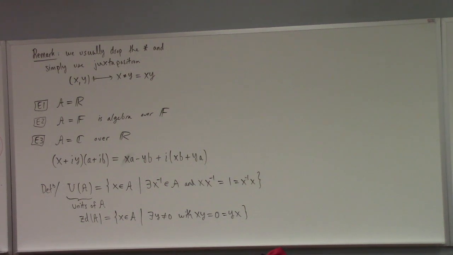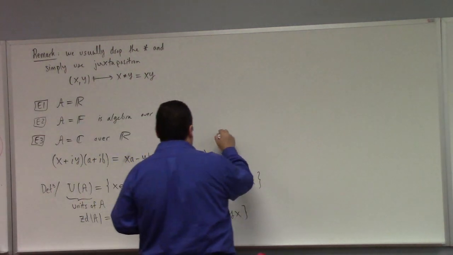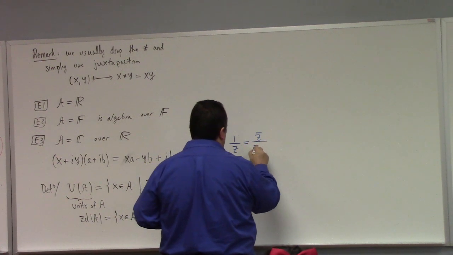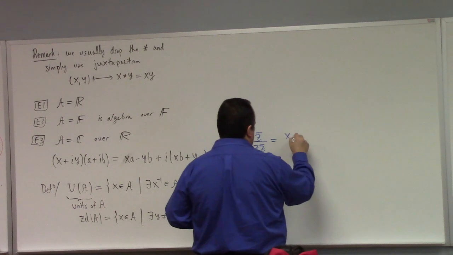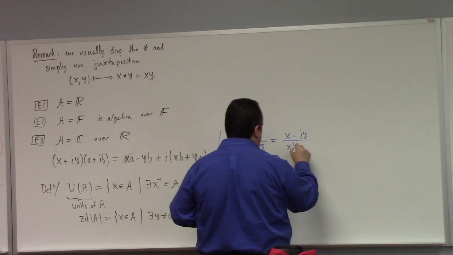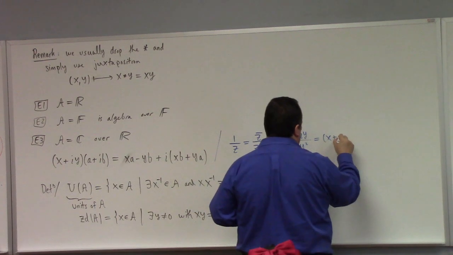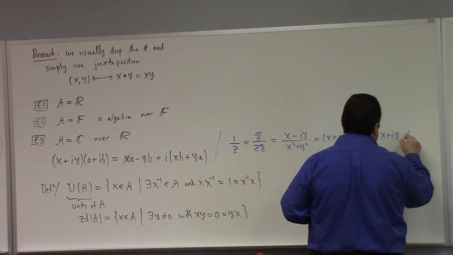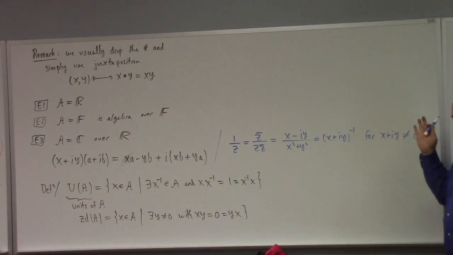So for the complex numbers, what are the units? What are the zero divisors? Which complex number do we have a multiplicative inverse for? If you're taking complex analysis right now, you should know that 1 over z we can calculate by z bar over z z bar, which is just x minus iy over x squared plus y squared. That's equal to (x plus iy) inverse for x plus iy not equal to 0. So that's it. That's the story for complex numbers.